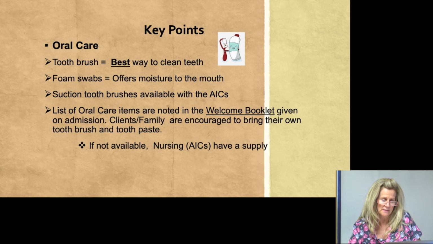So here are key points of oral care. The toothbrush is the best way to clean. Foam scrubs offer moisture to the mouth. Suction toothbrushes are available from the assistant head nurse. A list of oral care items is noted in the welcome booklet given on admission. Families and clients are encouraged to bring their own toothbrush and toothpaste, and if it's not available, we have them here on the floor.